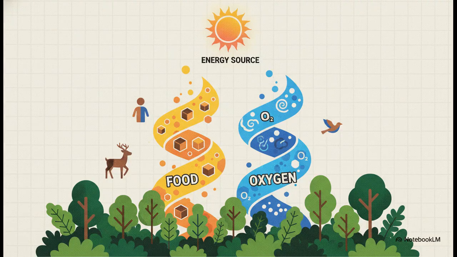And really, this cycle is everything. It's the foundation of life as we know it. Plants are the ultimate givers. Through photosynthesis, they capture the sun's energy and they create the food and, just as important, the oxygen that almost every other living thing on this planet, yep, including us, absolutely needs to survive.